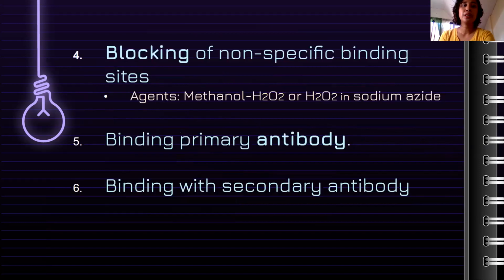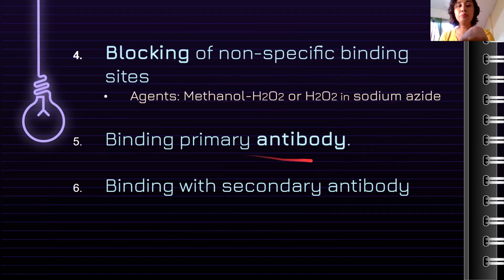So next is blocking of non-specific binding. So class, we need to block non-specific binding. Antibodies could bind to contaminants. So we could block it through methanol, hydrogen peroxide, or hydrogen peroxide in sodium azide.